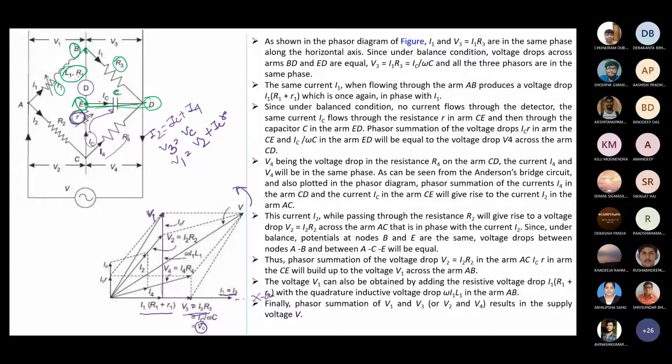I hope you are able to get up to the value of V3. This point is V3, this point is V1, so you will get the value up to that point. Finally, you have to find V1 plus V3 equals V. If you add these two, V should come. But we have to find the other terminal also. We know V3 over there. V3 equals again what? V3 equals IC into XC, that is IC by omega C.